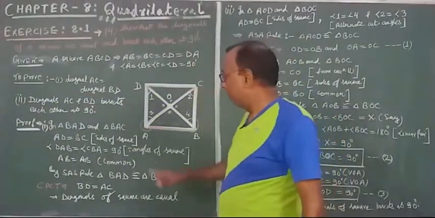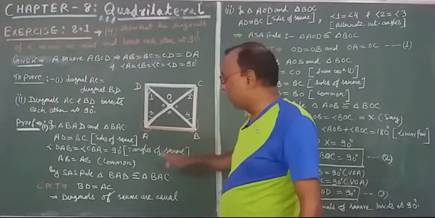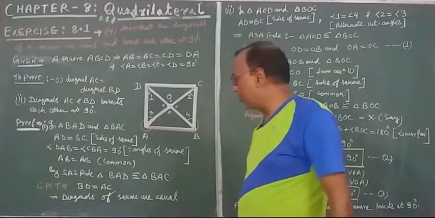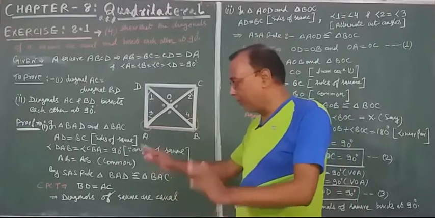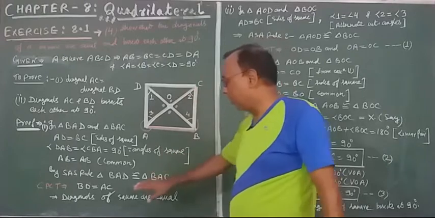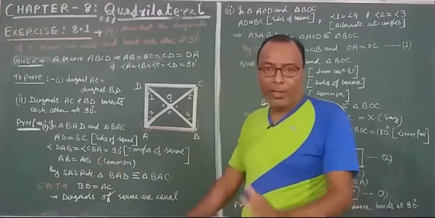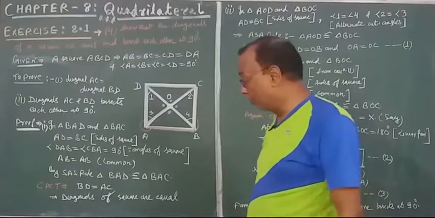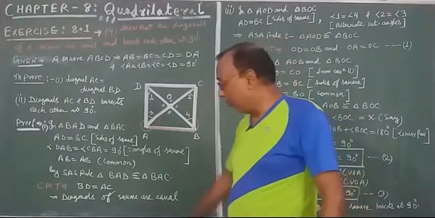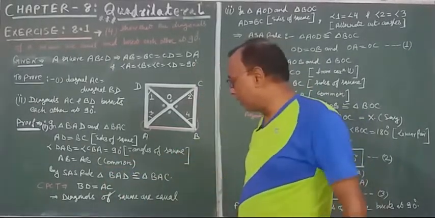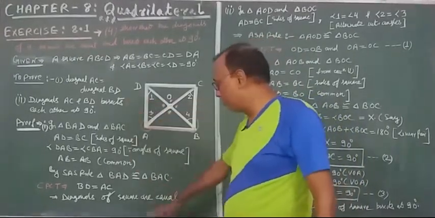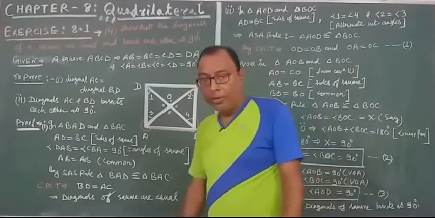Therefore, by SAS rule, the triangles are congruent. Which two triangles? Triangle BAD is congruent to triangle BAC. Then by CPCT, what will happen? This BD will be equal to AC, which are the diagonals of a square. So therefore, diagonals of a square are equal. The first part is proved here. Diagonal AC is equal to diagonal BD. Now come to the second part.